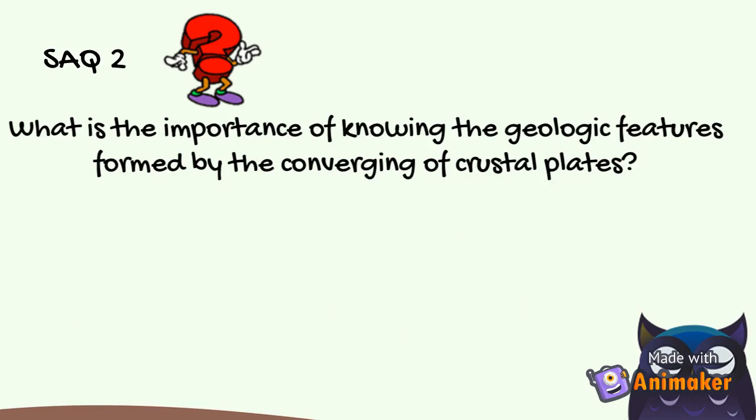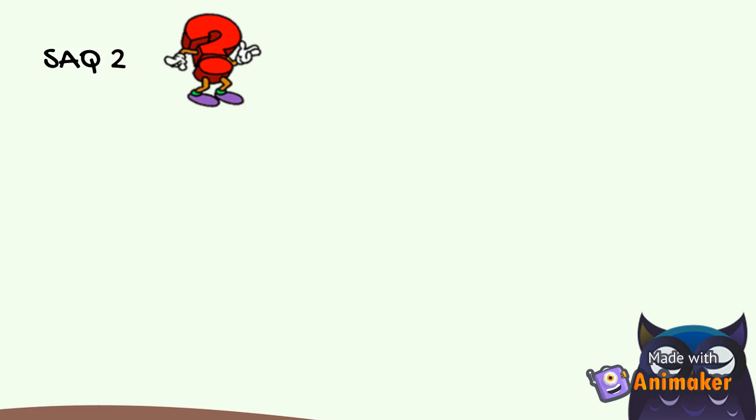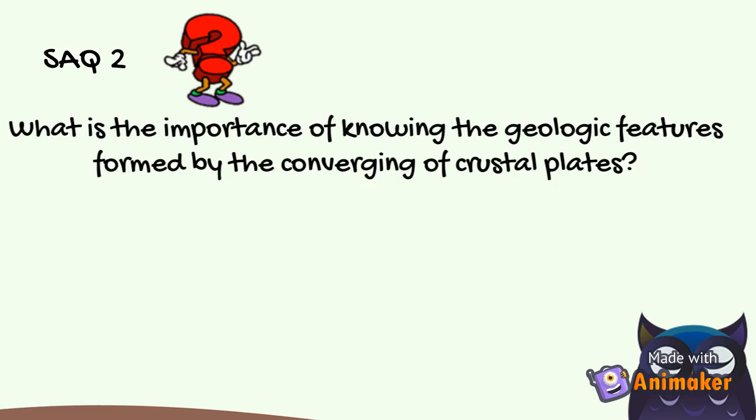Number 2. What is the importance of knowing the geologic features formed by the converging of crustal plates? The correct answer is: it provides information about the plate tectonic theory. It also gives evidence and understanding of the evolution of the Earth's surface, formation of mountains, volcanoes and earthquake epicenter.